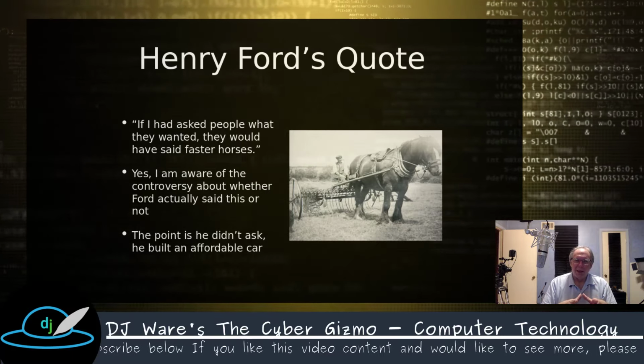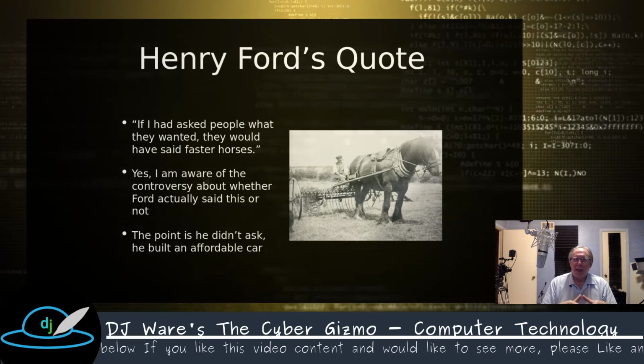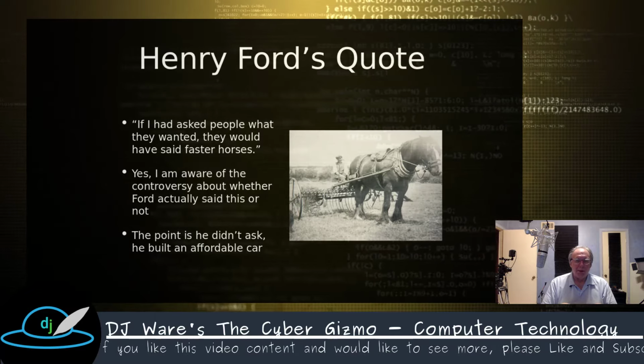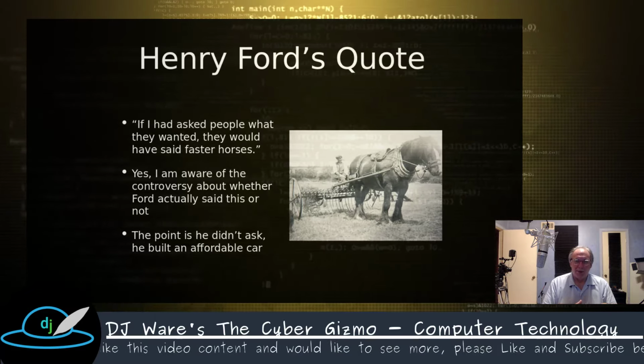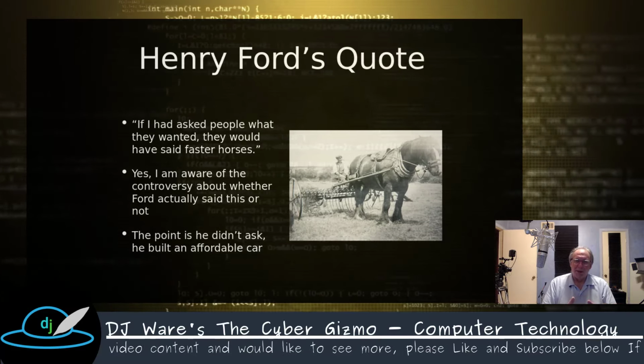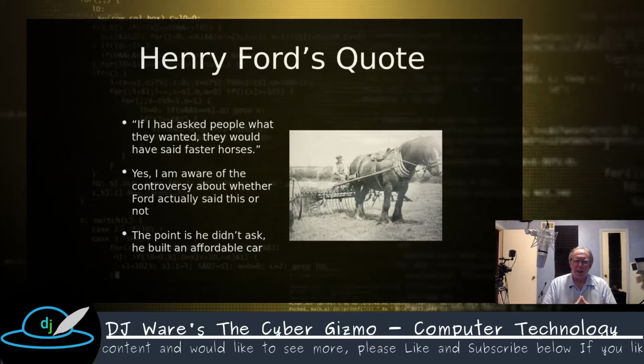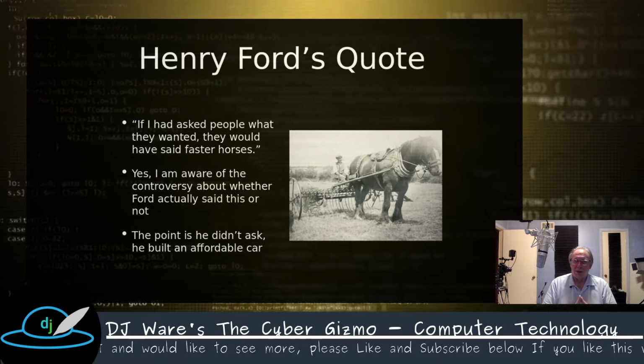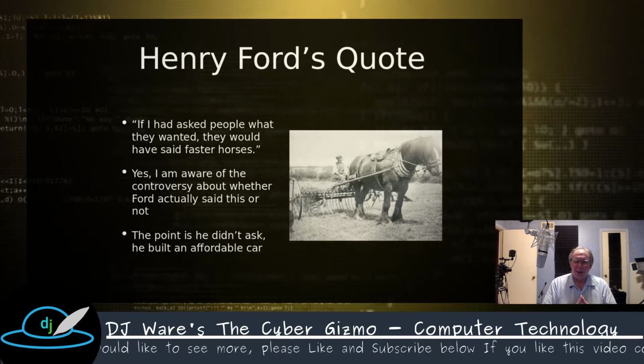He went ahead and he built an affordable car that he knew people would want. And he was right. He bet the farm, he bet his entire financial future on building a car. And it turned out to work out. He sold a lot of them and became very wealthy.